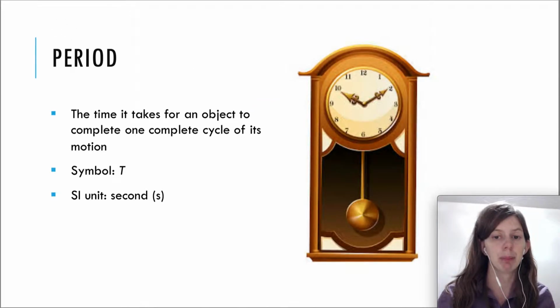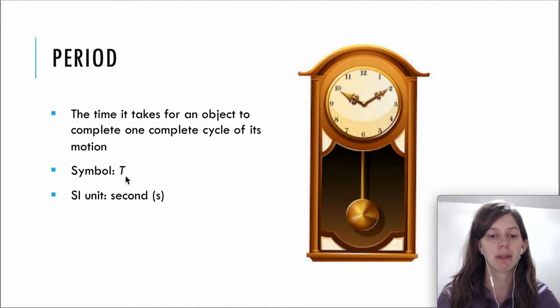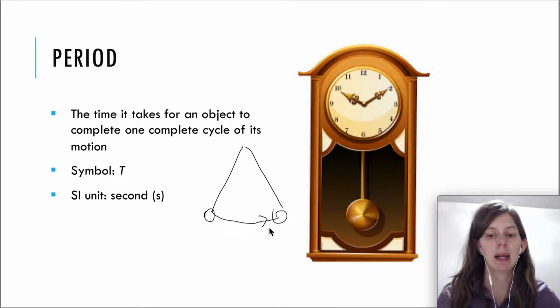Let's start by talking about period. Period is the time it takes for an object to complete one complete cycle of its motion, and we use the symbol T for the period. If we look at this clock here, what is a complete cycle of its motion? A complete cycle is a complete back and forth. If this clock were to start on the leftmost side, go all the way to the right, and then go all the way back to the left, that would be one complete cycle. So the time it took to go back and forth would be the period.